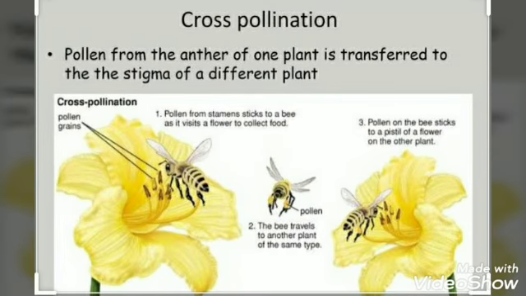Cross-pollination is a source of variation in offspring. Why? Because the seeds produced contain another source of genetic material which may be advantageous for the survival of the seedling. The seeds produced are healthy and have better germinating capacity. Children, since two different plants are involved, cross-pollination directly depends on insects, birds, wind and water. So this was all about cross-pollination.